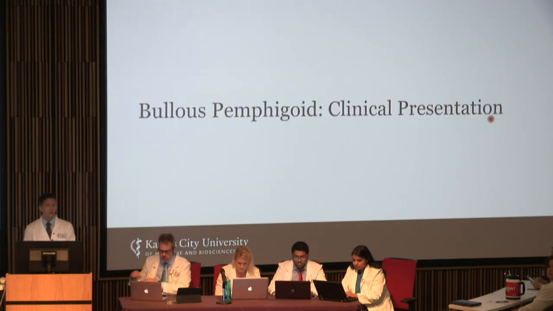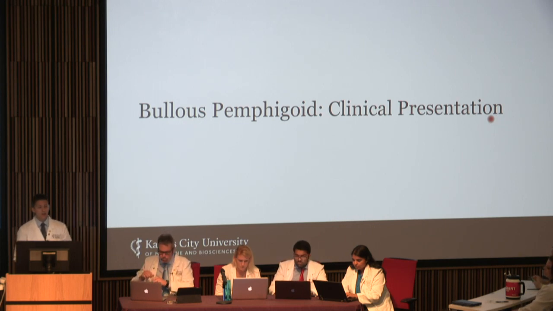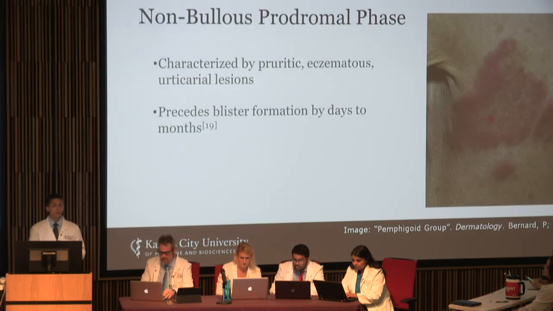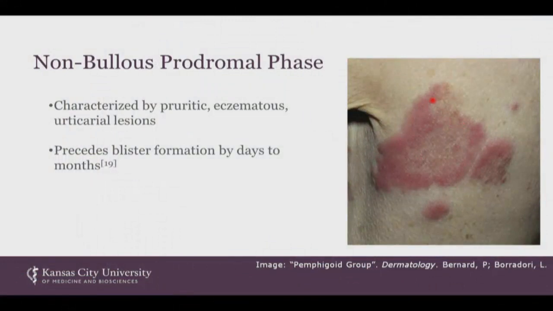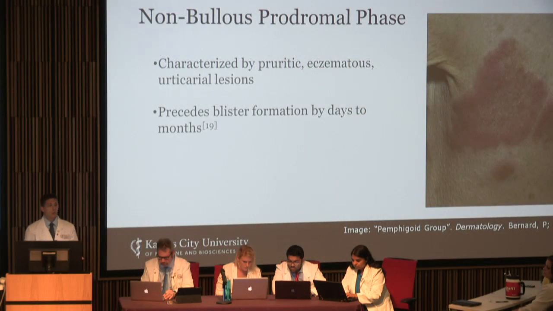Bullous pemphigoid as a disease typically runs a waxing and waning course in which its clinical progression can be divided into 2 distinct phases. The first of these phases is a non-bullous prodromal phase. As seen by the image here, this patient is experiencing pruritic, eczematous, and urticarial lesions. These can be either localized to a specific area of the body, as in this image, or they can be widespread on the surface of the patient's body. And they typically precede blister formation by days and even up to months. It's also important to note that there is no mucosal involvement in this stage either.